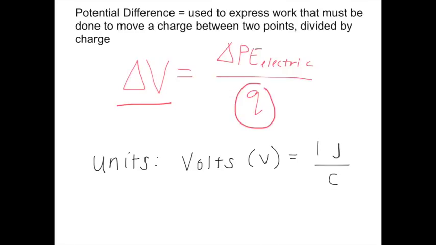And this makes sense because electric potential energy, as I said before, is expressed in joules, and charge is expressed in coulombs. And to clarify once again, electric potential is energy per unit charge, whereas potential difference is the change in energy per unit charge. So essentially, potential difference is the change in electric potential between two positions of a charge.